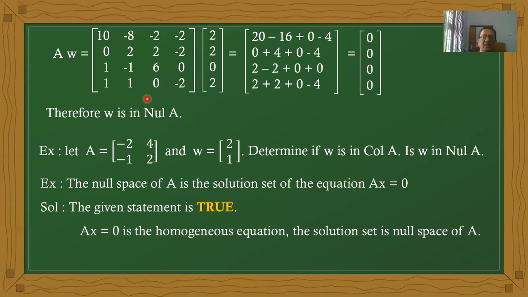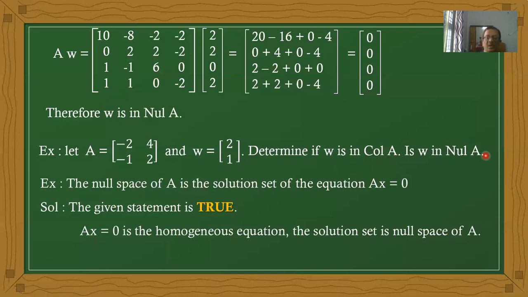Now similarly you do this problem. Okay, let A equal to -2, 4, -1, 2, and W equal to 2, 1. Determine if W is in the column space of A or not, and similarly the null space of A. Okay, work it out.